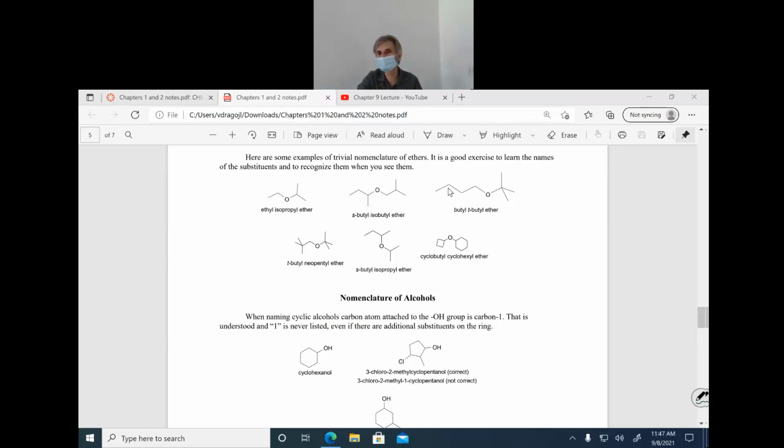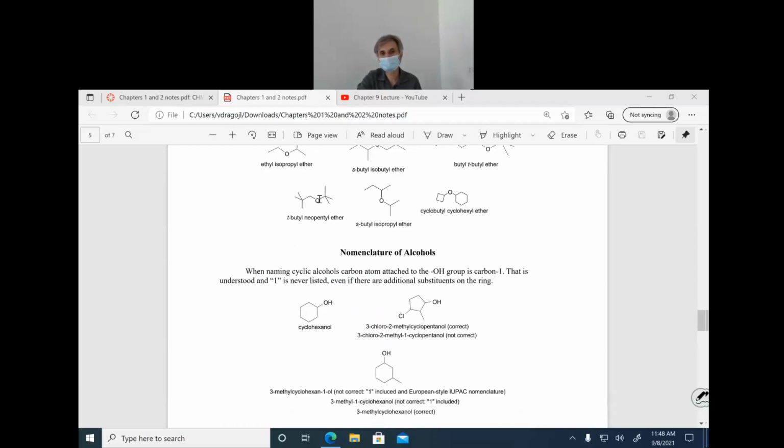You can see 1, 2, 3, 4, straight chain of 4 carbons attached to oxygen. That's butyl. And this you should recognize as tertiary butyl. So butyl, T-butyl ether. Butyl, tertiary butyl ether. When you have it like this, butyl, butyl, you have to put something first because alphabetically they both come together. So then we put butyl, T-butyl. I would have accepted both, T-butyl, butyl. And then neopentyl is one on the left. This is T-butyl and so on. Cyclobutyl, hexyl.